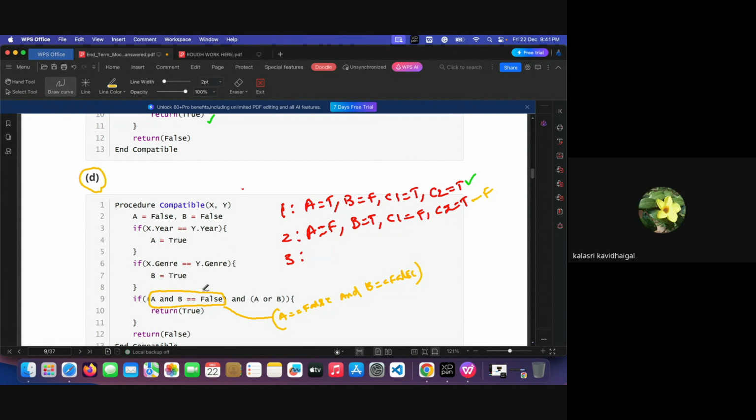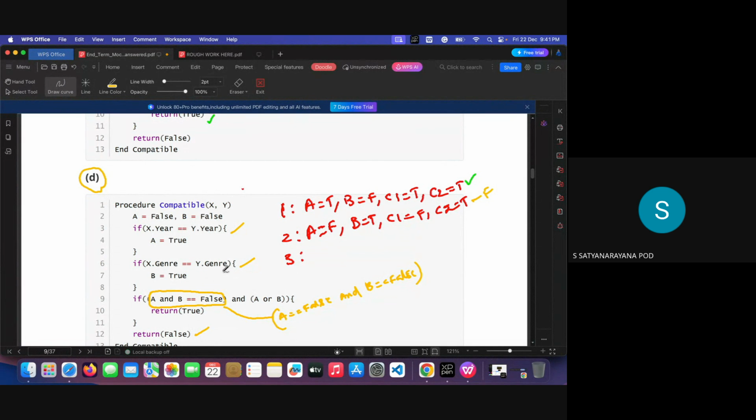If A and B are both false, how? The first condition will not be satisfied, and the second condition will not be satisfied, right? So that the line 9 will work. Because if both are false, A and B will be false, because the year is different, the gender is different, so it has to return incompatibility.